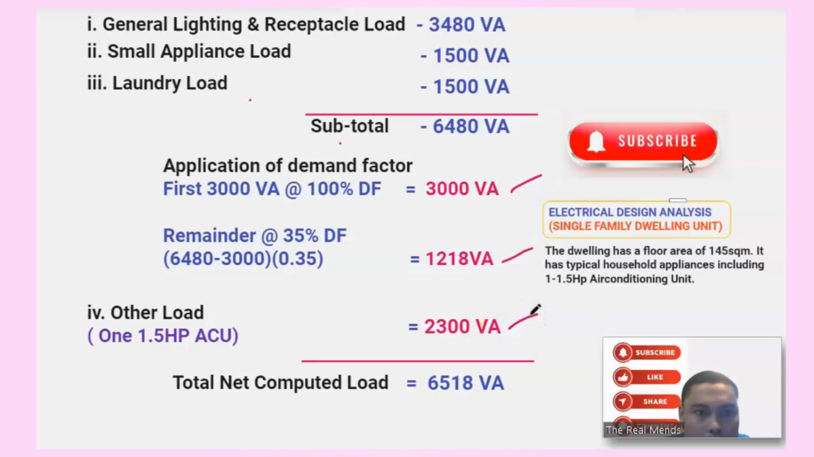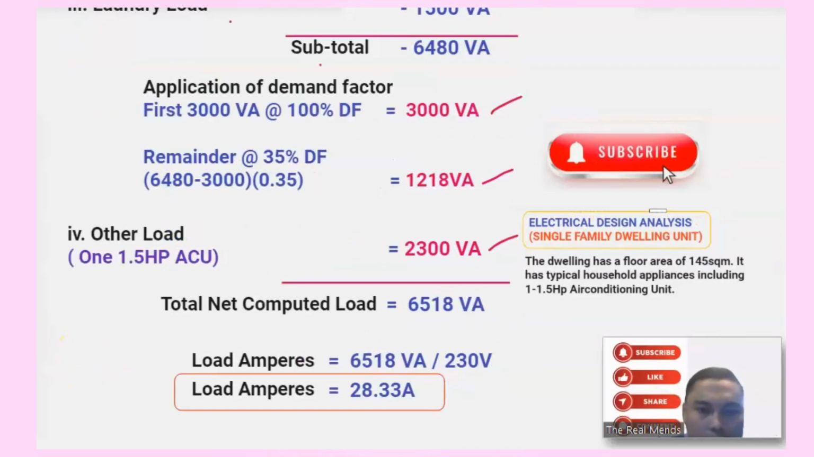So we get the total of 6,518 VA. So this is our total net computed load. And then to calculate the load amperes, we divide 6,518 by 230 volts using Ohm's law. So our load amperes will be 28.33 amperes. From this, we can do the calculations for our branch.